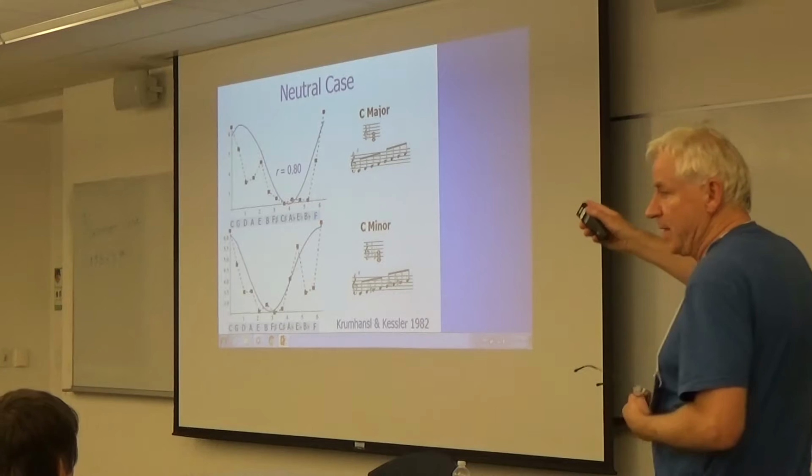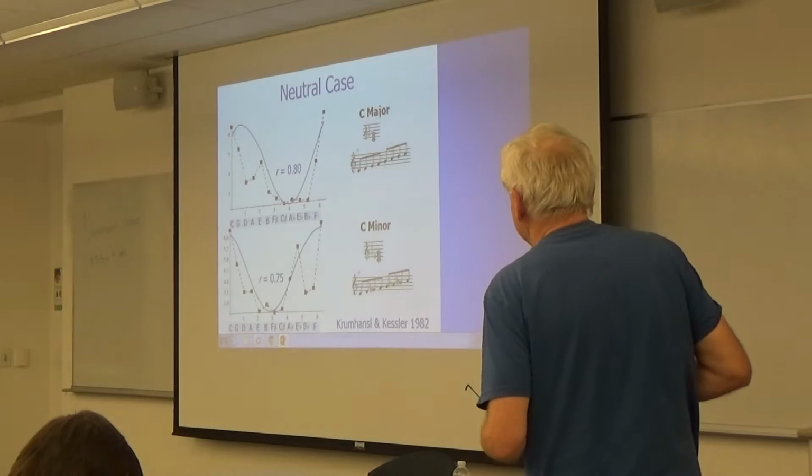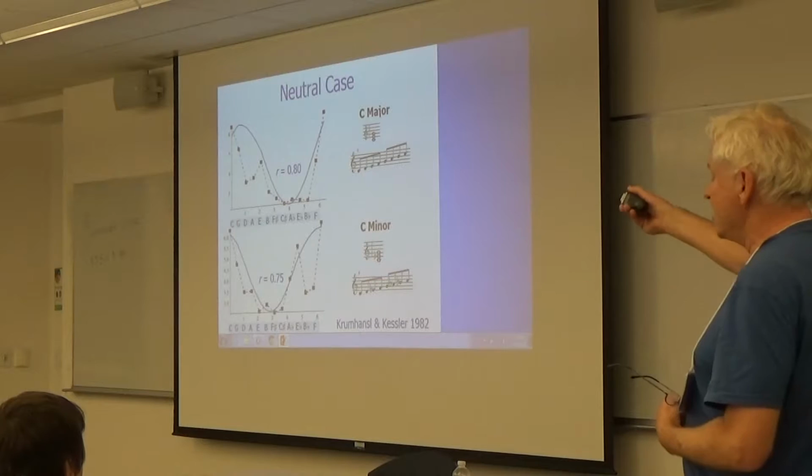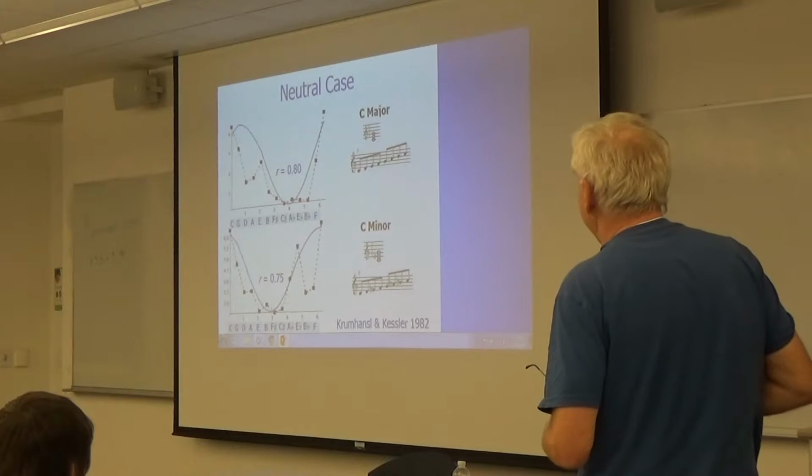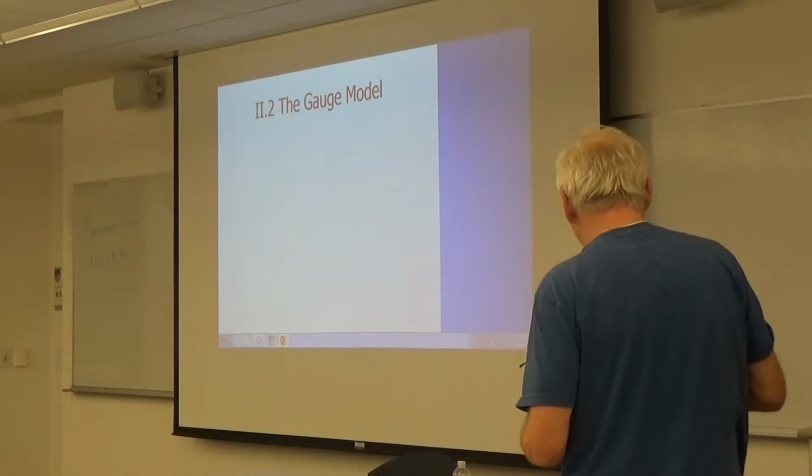Or in the minor case, it's 0.75, almost half. It goes without any parameter. But that's not an excellent result. I have to think, so something must be wrong, right? How can I improve that? And that is the second part, the gauge model.